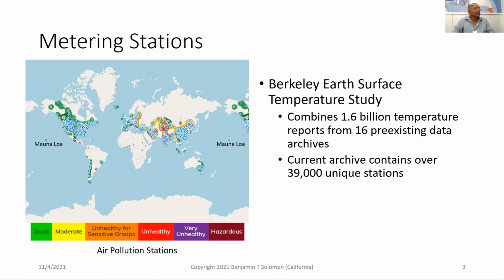Okay, let's look at some background. Metering stations are important to understanding what's happening in the world. And altogether, if you take a look at the Berkeley Earth Survey temperature study, there are 39,000 unique stations in the study, with a combined 1.6 billion temperature reports. So that's a lot of data.